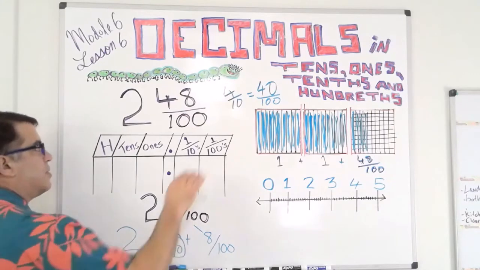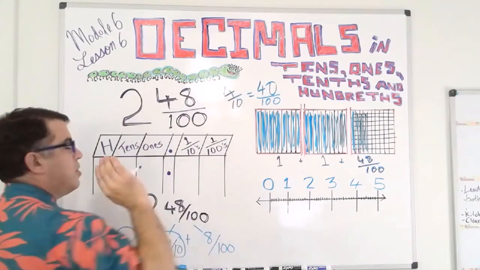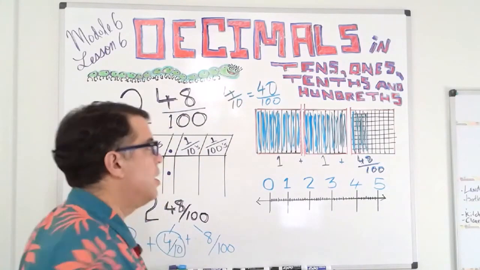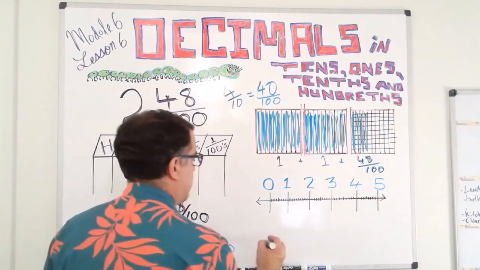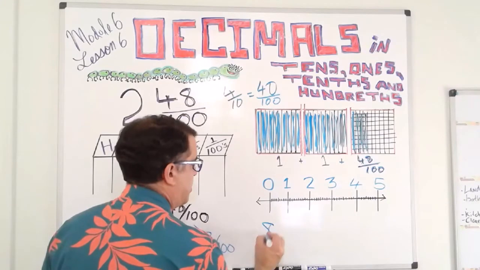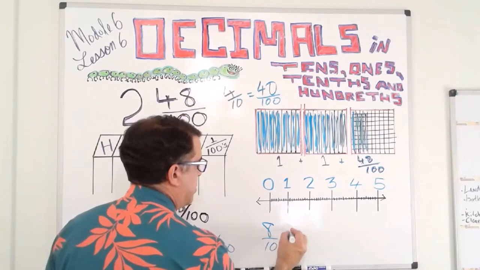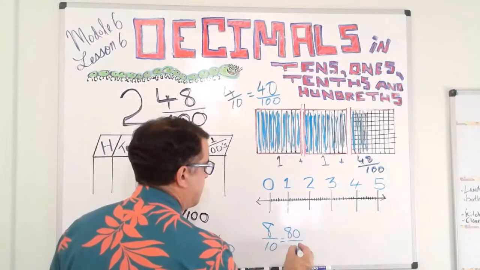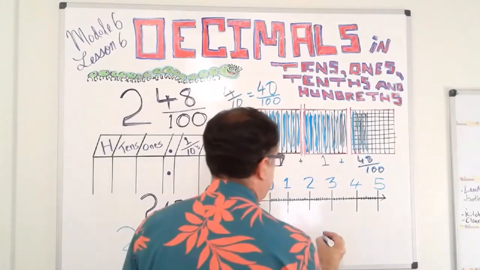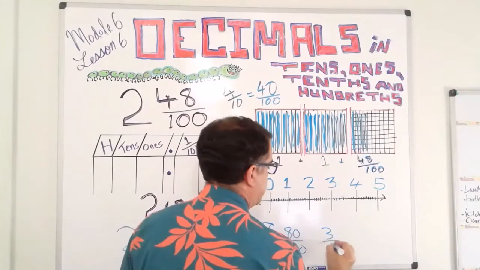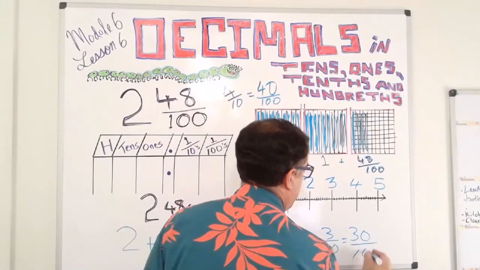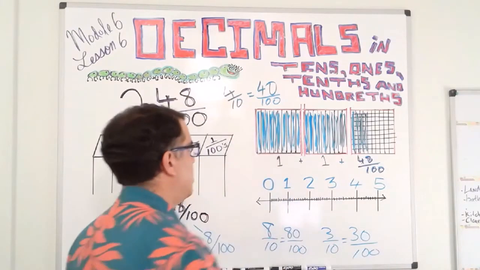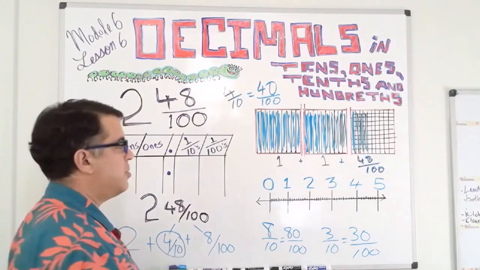4 tenths is the same as 40 hundredths, and you need to start getting this in your head, because this is going to be on Eureka too. Another example, if I said 8 tenths, that equals 80 hundredths. If I said 3 tenths, that is equal to 30 hundredths. And maybe that'll be on your Time to Climb too. So keep that in mind when you do your Time to Climb.